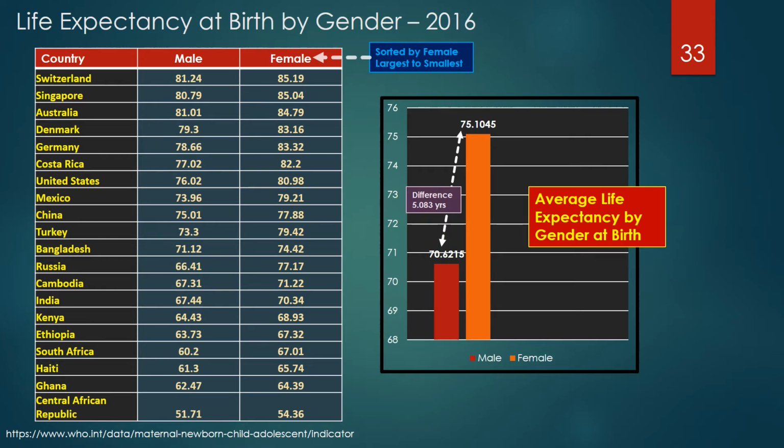This table shows the life expectancy at birth by gender for those same 19 countries sorted by female values, largest to smallest. In all of these countries, females lived longer than males. The average difference in life expectancy at birth in 2016 was 5.083 years, with females averaging 75.1045 years and males 70.6215 years from birth. This demonstrates the global gender disparity for life expectancy.